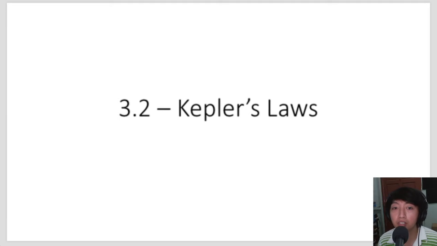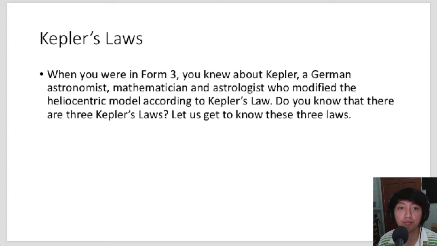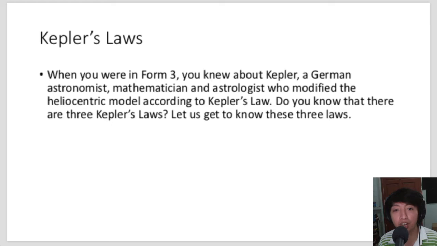Kepler's laws. So like I was saying just now, Kepler's laws are the laws that were discovered or theorized by the scientist Kepler. You learned about him in Form 3. So this is a German astronomer, mathematician, and astrologer who modified the heliocentric model according to Kepler's laws.